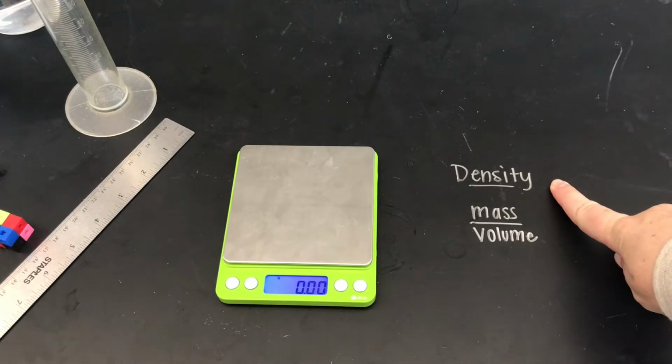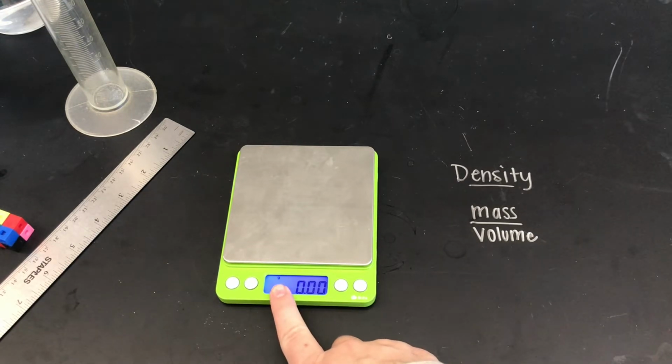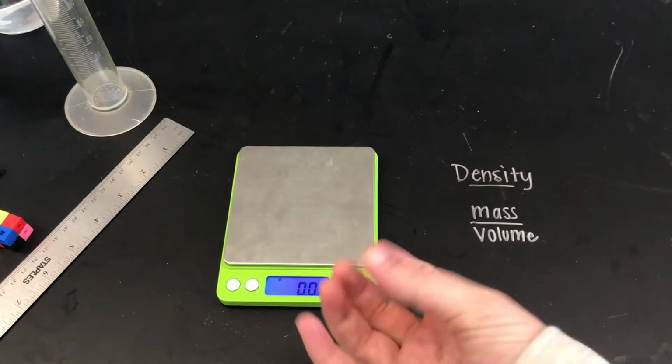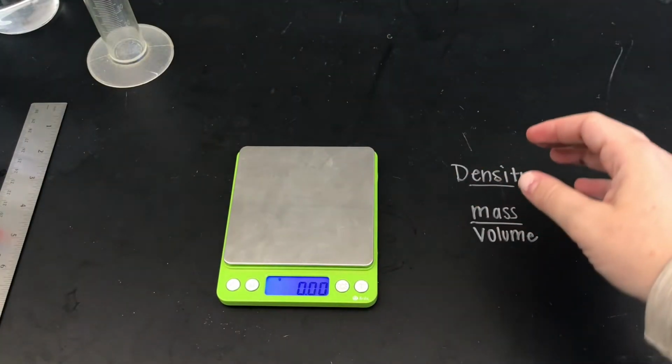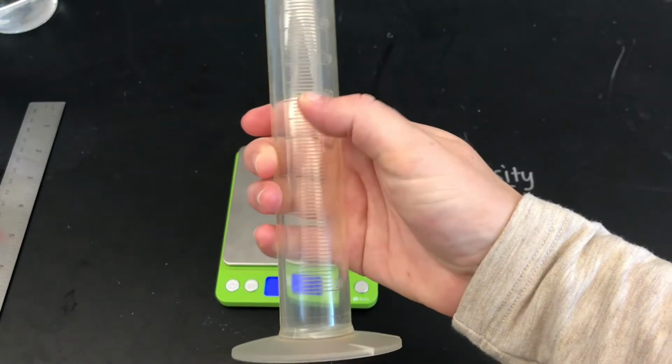Calculating density requires two measurements, mass and volume. Mass can be measured on the scale using grams, and volume is a measurement of how much space something takes up. One way to measure volume is to use a graduated cylinder. This is really good for measuring the volume of liquids.